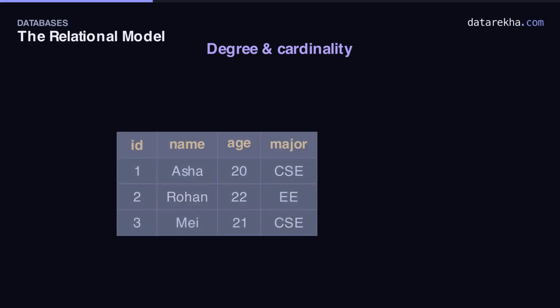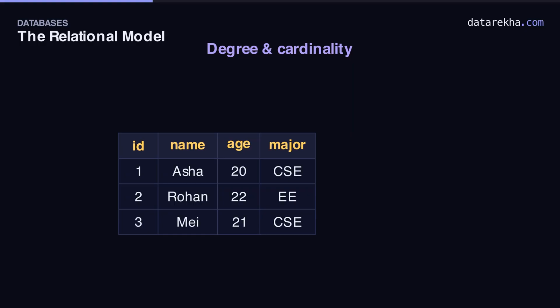Two numbers describe the size of a relation, and people mix them up constantly. Let's pin them down by simply counting. First, the columns. The number of attributes. The number of columns is called the degree. Count them. ID, name, age, major. 1, 2, 3, 4. The degree of students is 4.